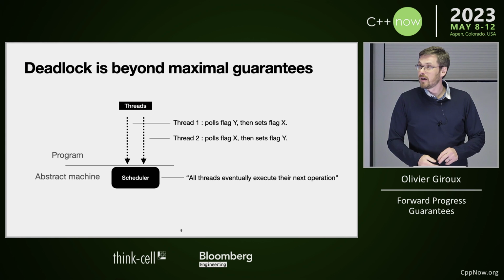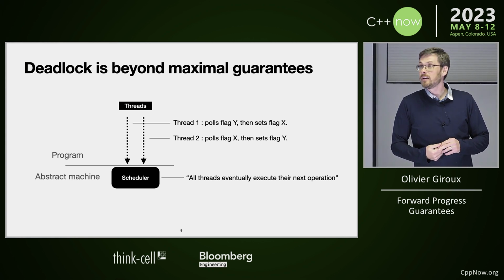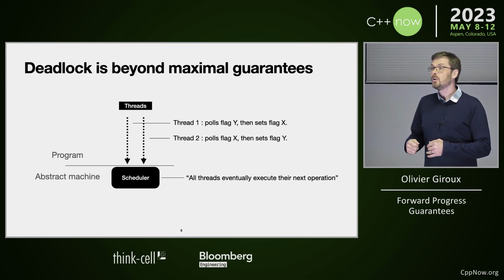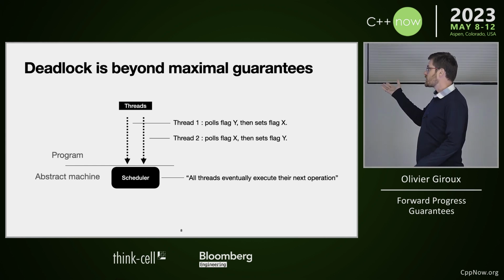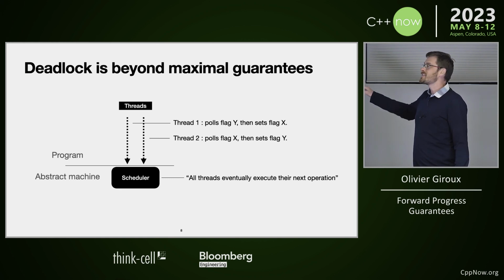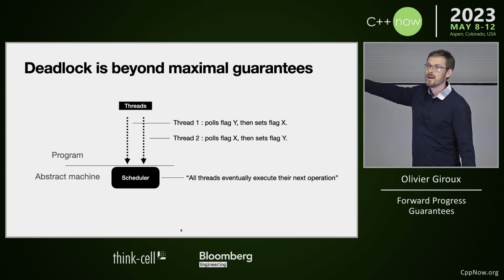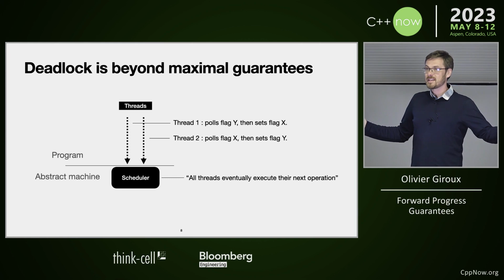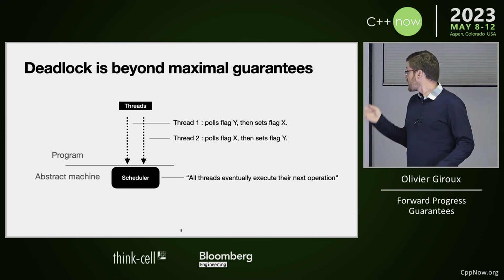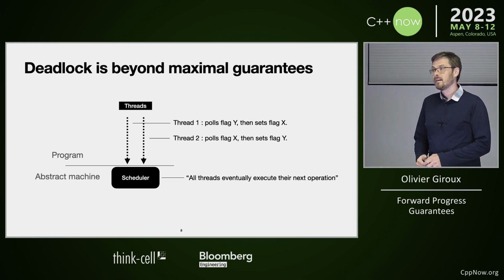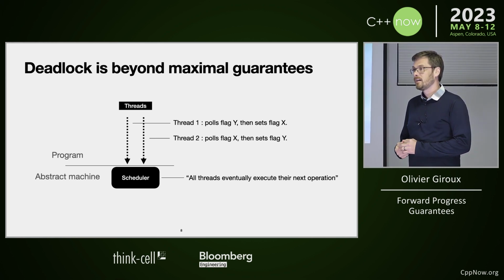But how is that beyond maximum guarantees? I'm sorry? How is that beyond maximal guarantees? A scheduler that provides the maximal guarantee does not execute this program to completion. It's not that this deadlocked program makes an assumption that could possibly be satisfied. It's unsatisfied, because of a cycle. Yeah, because of the cycle. Yeah, exactly.